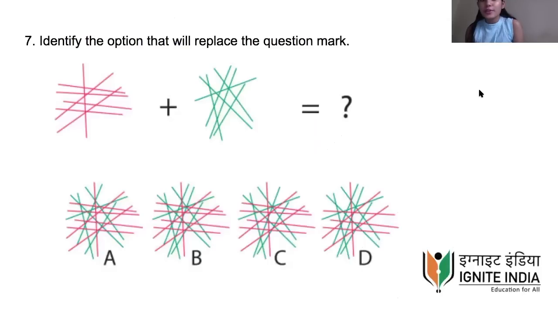Identify the option that will replace the question mark. Question number 7. Identify the option that will replace the question mark. Remember, we have to save time in this exam, so we should always go with the elimination method. So try to match the lines. If something is there, something is not there. You have 10 seconds for this. Is it option A, B, C, or D?